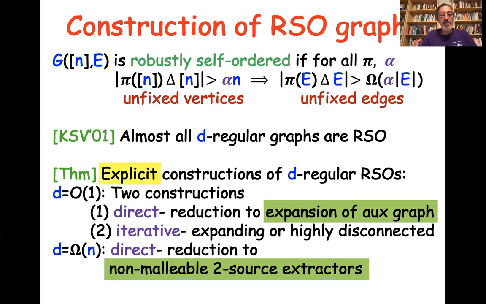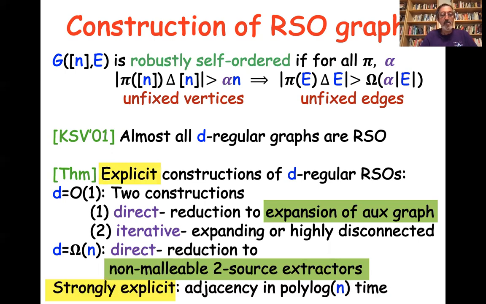Let me explain what I mean by explicit construction. This is in the strongest possible sense, strongly explicit, namely adjacencies can be computed in polylogarithmic time. In other words, the graph can be exponential, and in the sparse case, I give you a vertex, you look at it in polynomial time in its length, you can tell its neighbors, and in the dense case, given two vertices in polynomial time in their length, you can tell whether they are connected or not. So that's the strongest notion of explicit construction, and we need it.